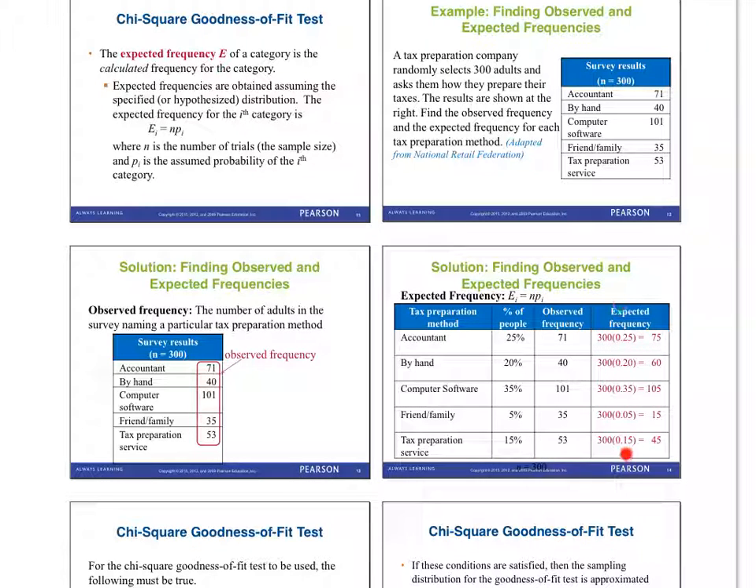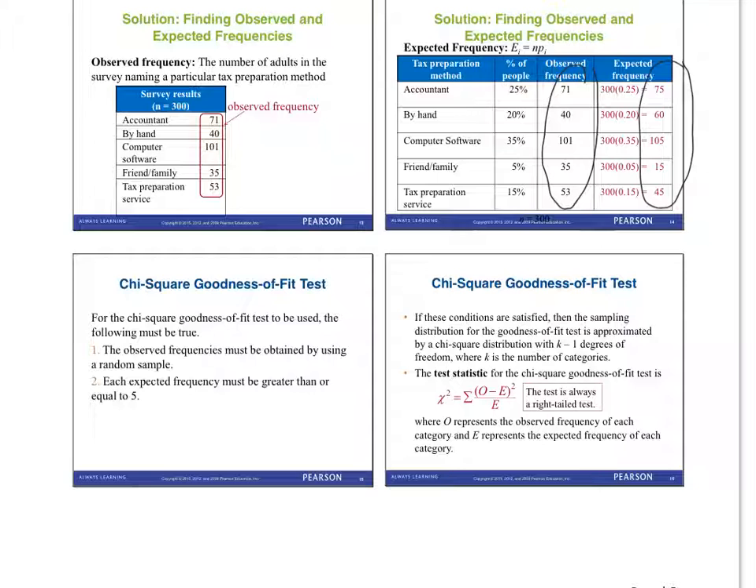So check out slide 4 here where my red moving dot is. We take 300 times each of these percentages, and we learn that the expected frequencies would be 75, 60, 105, 15, and 45. Just some basic math with percentages and counts. Now what a chi-square test is going to do for us is help us figure out if these observed frequencies and these expected frequencies are significantly different from each other. If so, then we get to reject H0.